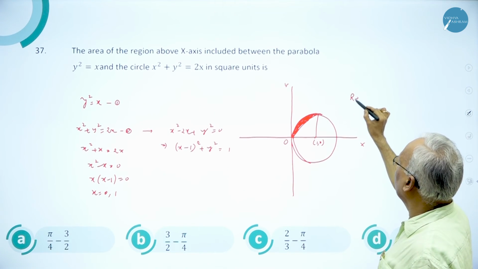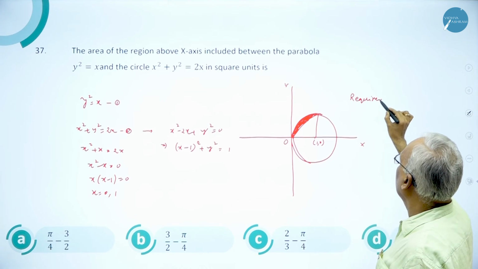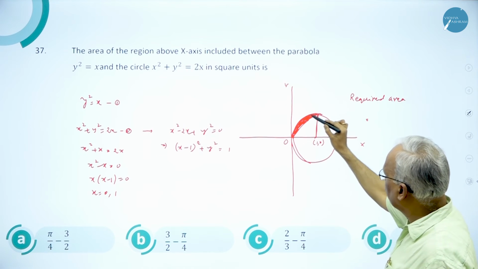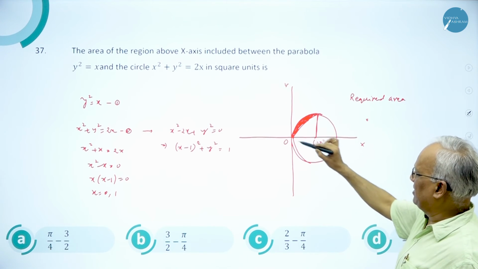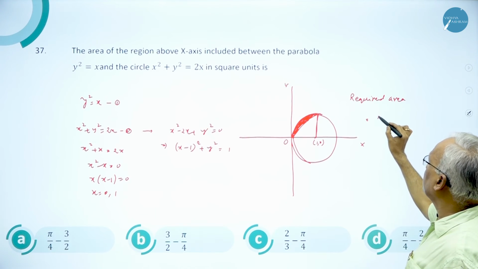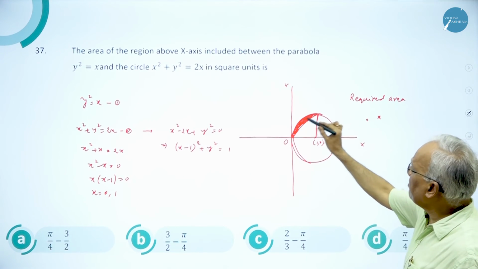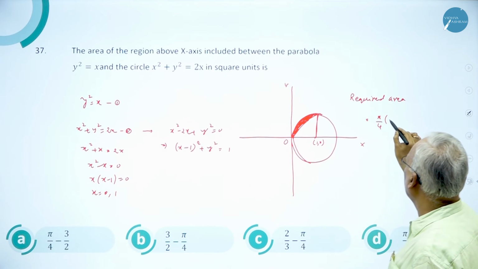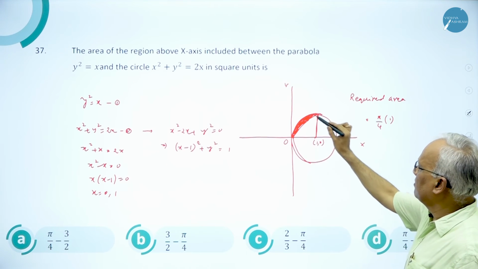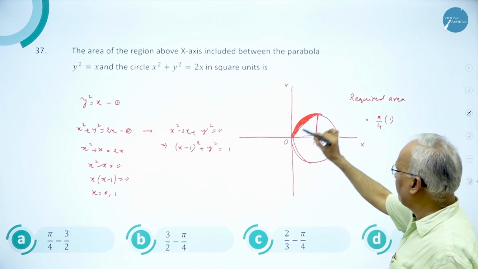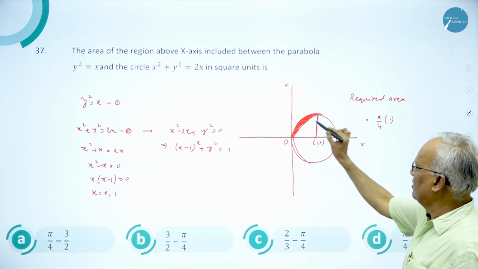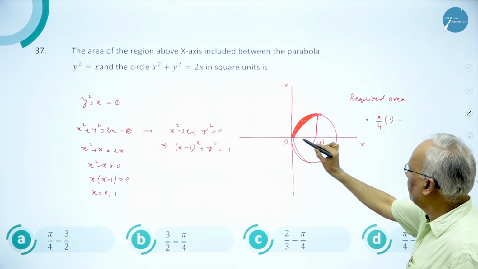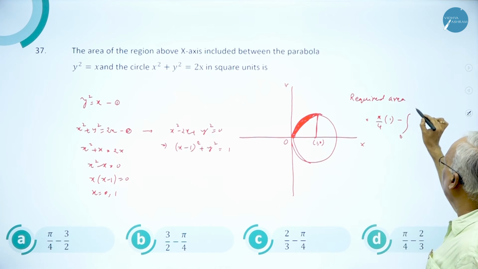Therefore, required area is the area made by the circle in this first part. Only this part is enough. What is the area of the circle? It is pi r squared, so one part is 1/4 of it, pi by 4 into r squared, r is nothing but 1. So the first part is the area of the circle divided by 4, minus the area made by this parabola between 0 and 1. So it is integral 0 to 1.